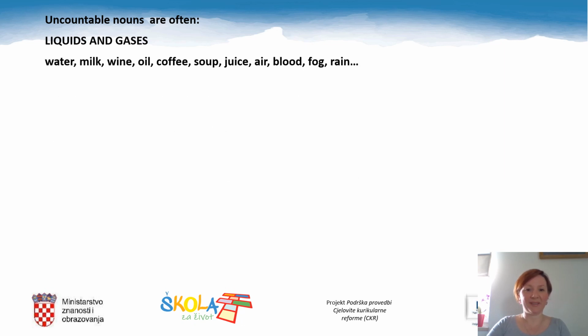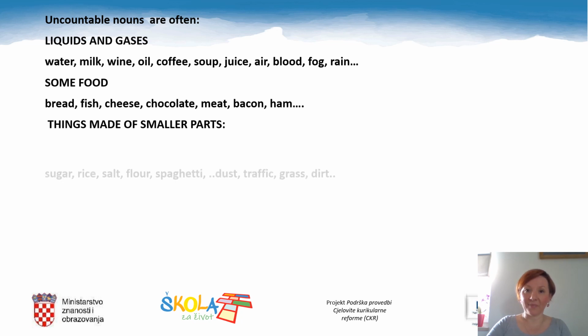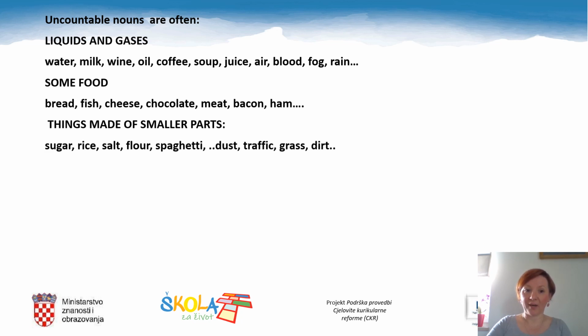water, milk, wine, oil, fog and rain. Okay, we don't only have to talk about food. There are some other words as well. Some food, like bread, fish, cheese, chocolate, meat, ham. Things made of smaller parts. This is what I mean, like sugar or rice or salt or dust or traffic even, and dirt.